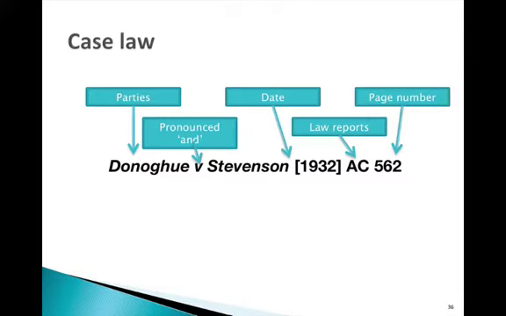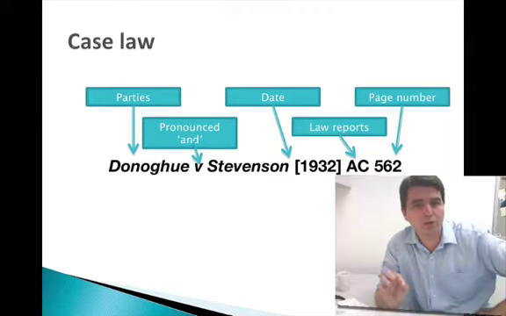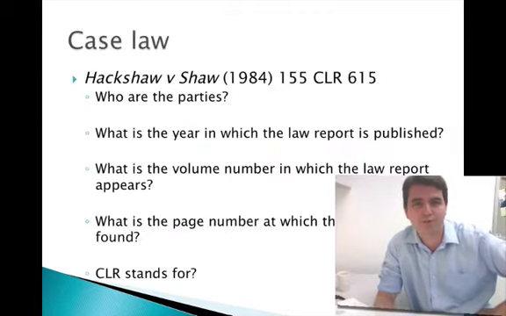So Donahue and Stevenson, then again we have the date, 1932, the law reports that it comes from, Appeal Cases, AC, and the page number. Again, knowing that information tells you who's involved, when the case was about, where it was heard, and where you can actually find it. Very important for reference material and often just to put things in context.